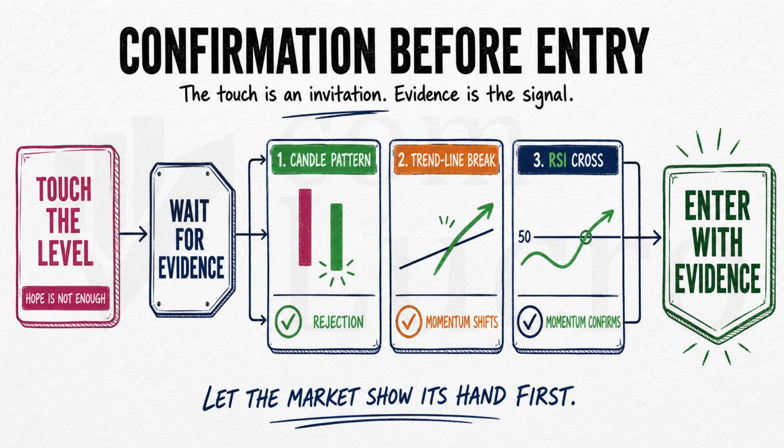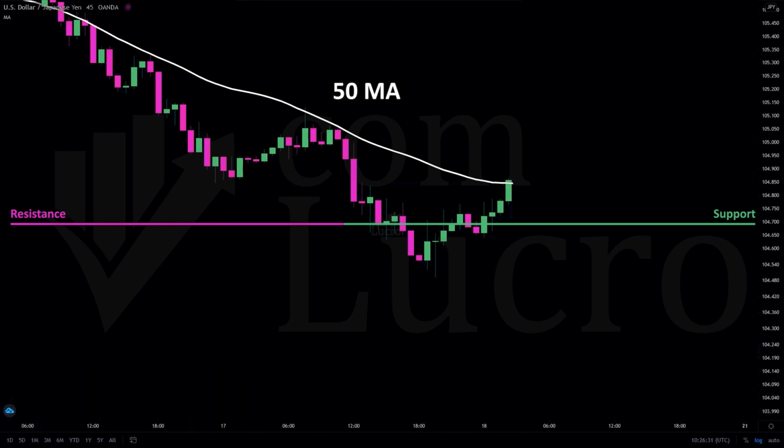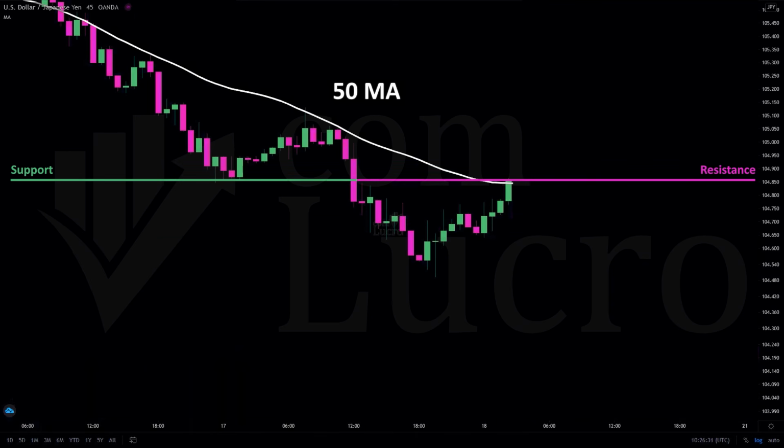And one of the techniques we can use for that is candlestick patterns. Let me show you an example. Here's a current downtrend, with price forming lower highs and lower lows. We've applied the 50-period moving average as our key level, along with a resistance line intersecting it, creating a strong confluence zone. Now, as price pulls back into that area, you want to see if there's any sign of rejection.